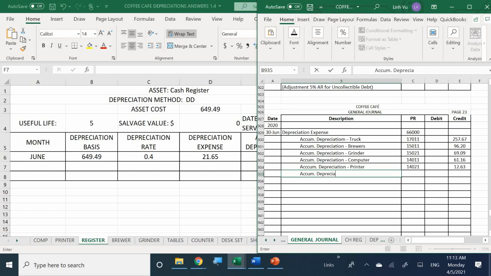Accumulated depreciation, cash register. That should be 14051. Okay. For the total amount of $21.65.